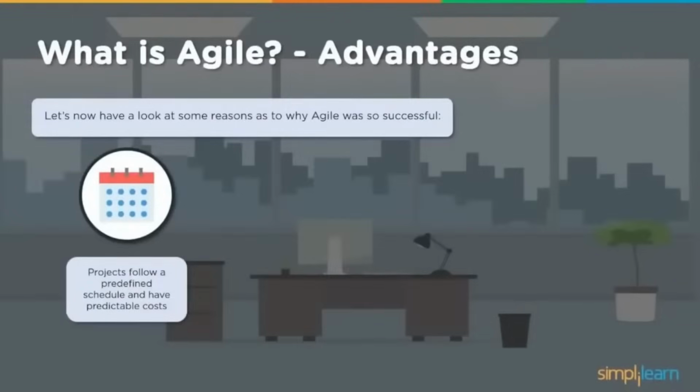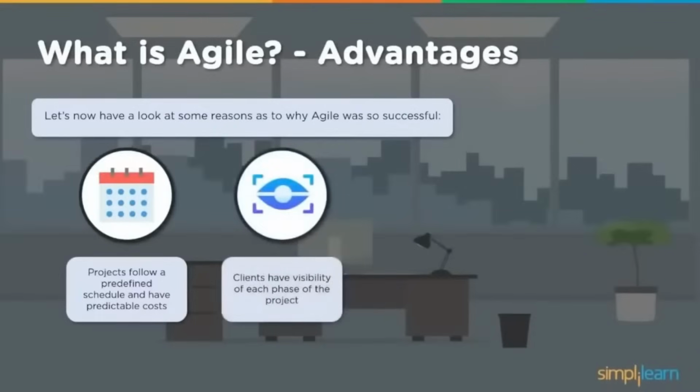So schedules are seen, but wherever changes are required, wherever directions need to be changed in terms of making the necessary changes to adapt to the changed scenario, Agile helps us. It gives that flexibility. So clients have visibility of each phase of the project. It is very essential that whoever adopts the Agile methodology ensures the active involvement of the customer. So they are actively involved.